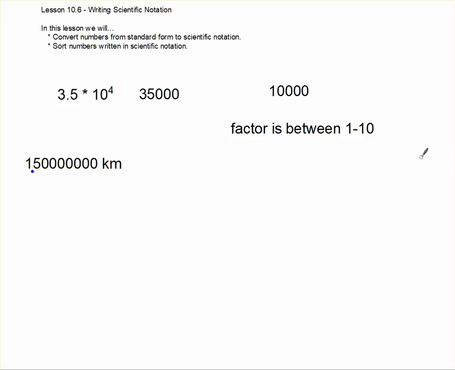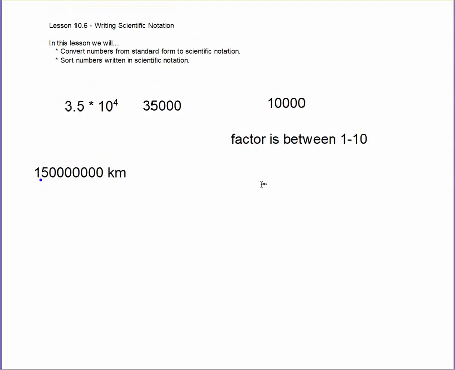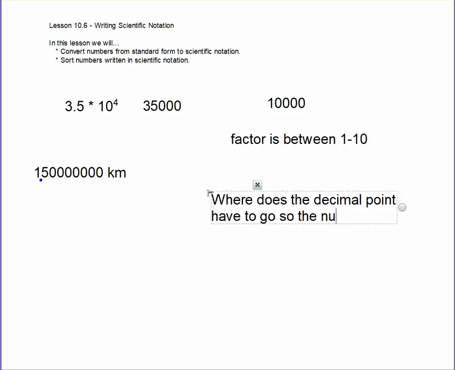So we're going to think about where the decimal point has to go. The question we're going to ask is, where does the decimal point have to go so the number is between 1 and 10? We're going to think of it that way.